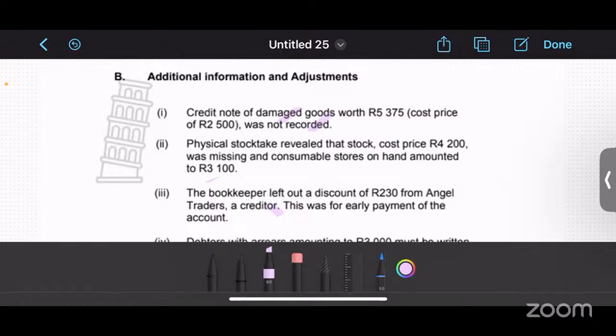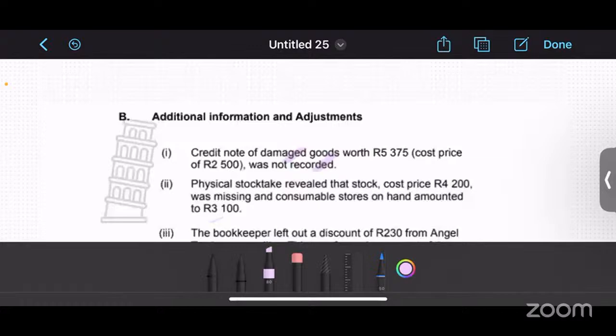So, guys, this information here simply means that a customer bought on credit, but then because the goods were damaged, the customer returned the goods back to us, right? So basically, what happened initially when this person came to the store and bought on credit from us, being who? Who are we? Makamu Traders.